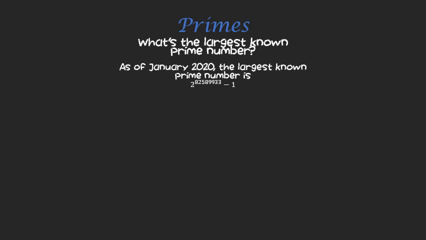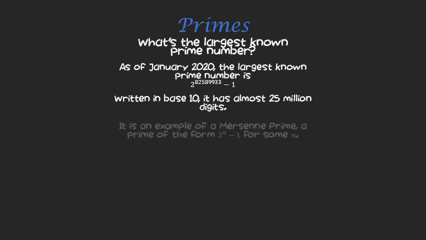2 to the 82,589,933 minus 1. So it's a big power of 2 minus 1, and this has been proved to be prime. Written in base 10, just a little fact about this, it'll have almost 25 million digits in it. So it's a pretty big number. And it's an example of a Mersenne prime, which is a prime of the form 2 to the n minus 1 for some n. And really that n is a prime itself.